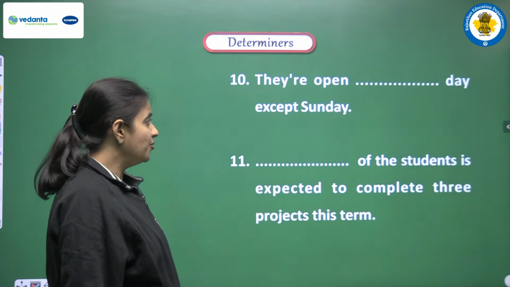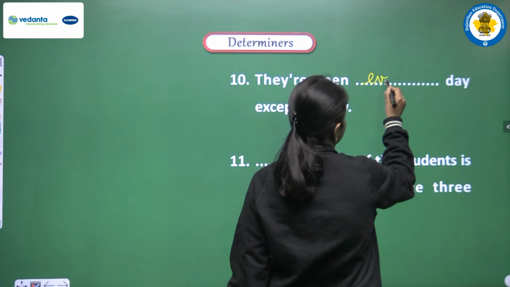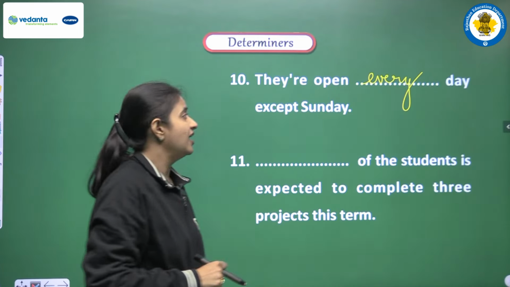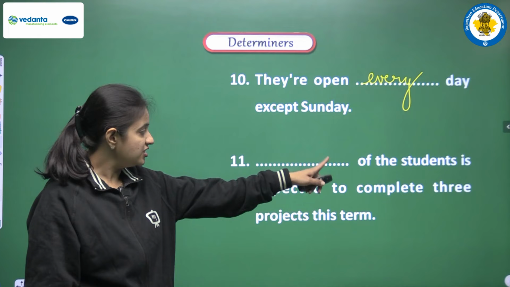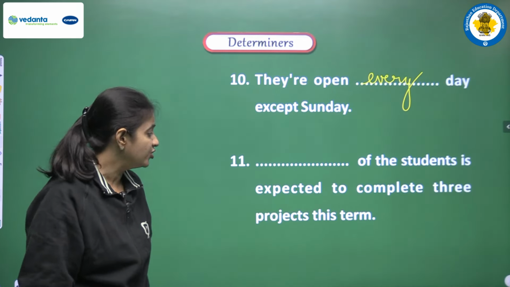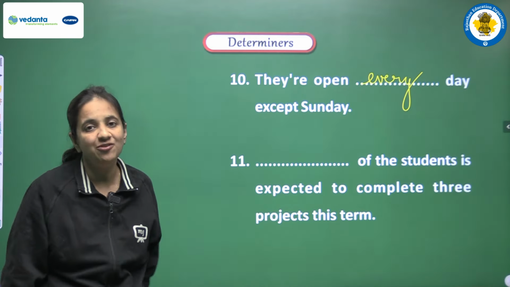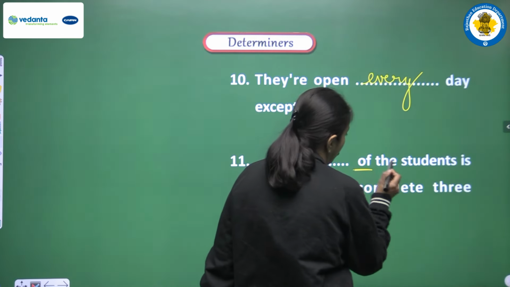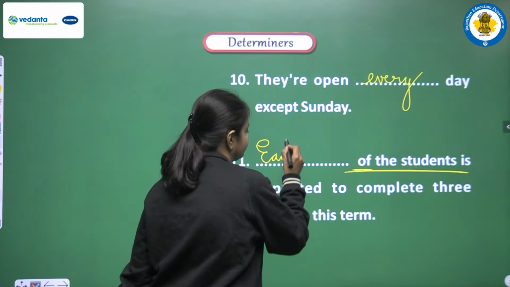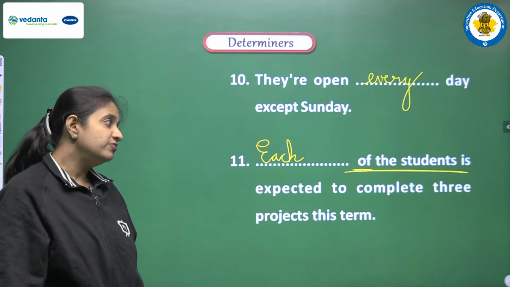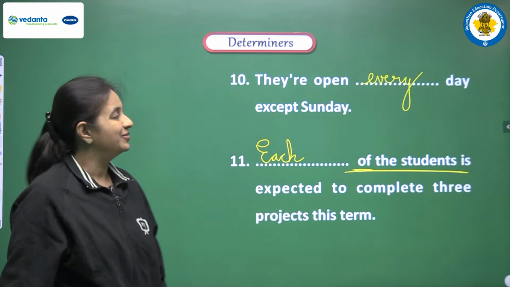Next is they are open day except Sunday. So here we will write every day, and the sentence will be they are open every day except Sunday. Next is of the students is expected to complete 3 projects this term. So in this sentence we are having one particular structure that we have discussed already, that when we are having of plus plural noun, so before that we have to use each, and the sentence will be each of the students is expected to complete 3 projects this term.